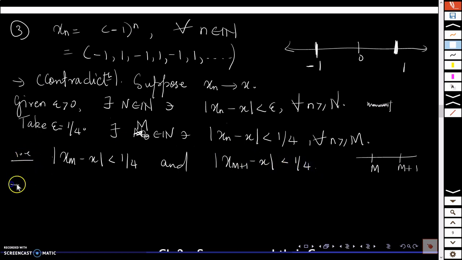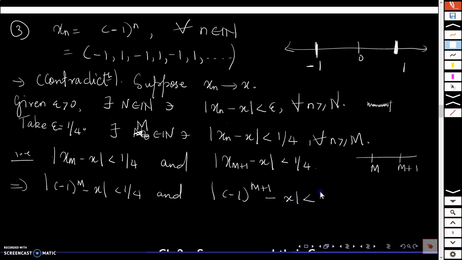right? That means, but what is x m? That will be minus 1 raised to m. So |minus 1 raised to m minus x| is less than 1 by 4, and x m plus 1 is minus 1 raised to m plus 1. This difference is also less than 1 by 4. Clear?